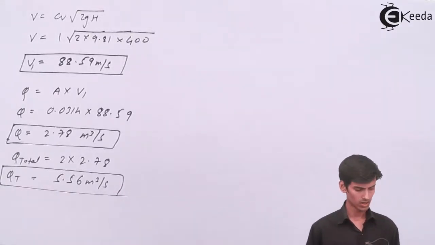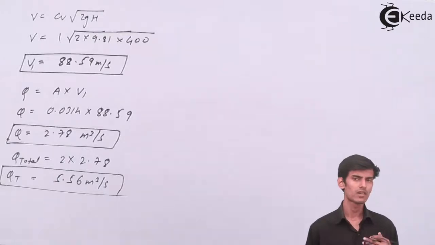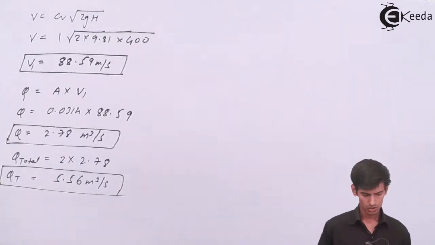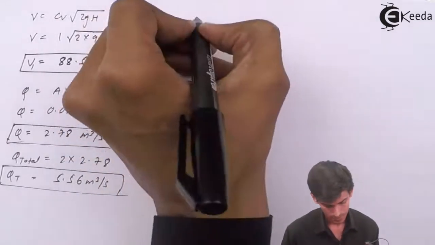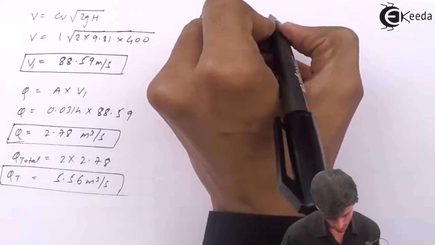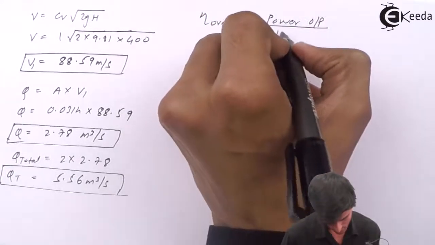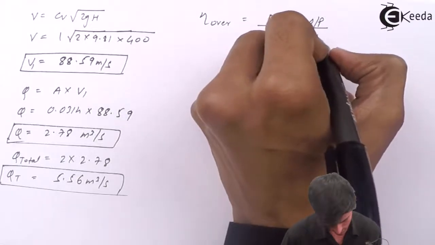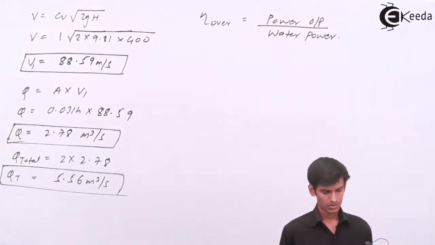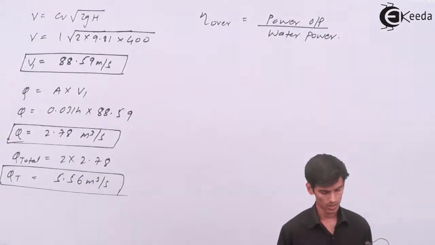Now we have to calculate the value of overall efficiency. For overall efficiency, you should know the power developed and the power input. So we've got the power output. The power output is already given as 15,500 kilowatts.